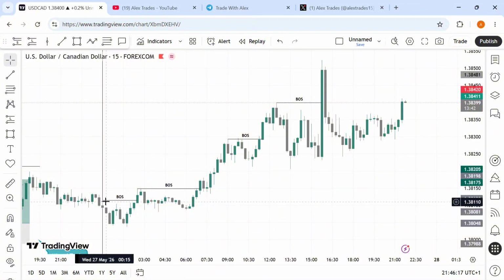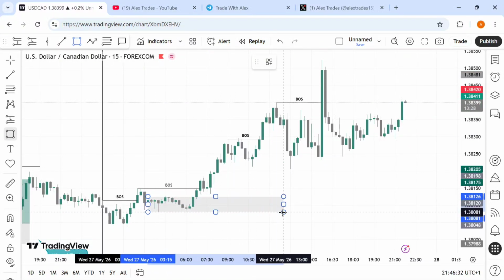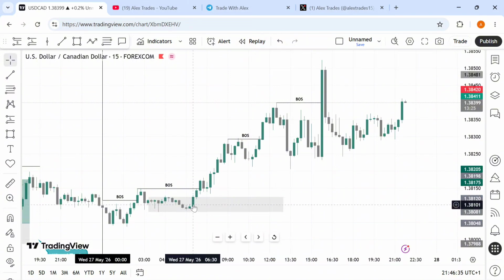So back to USDCAD. This is a break of structure. There wasn't any valid demand zone here. Now this whole accumulation phase can actually be taken as a demand zone. The only reason this demand zone is not valid is because there isn't any impulsive move away from it.